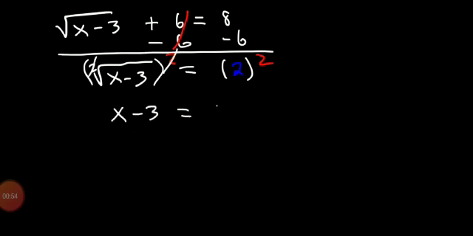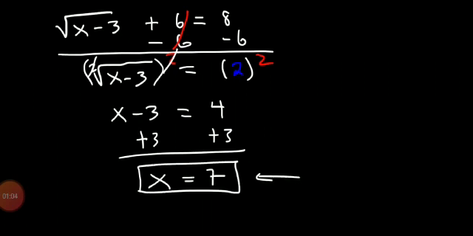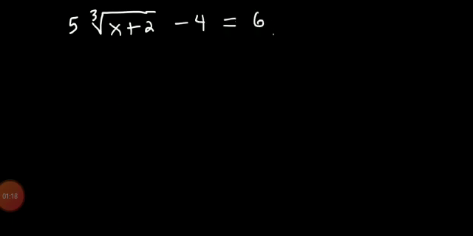Then the 3 we have to shift to the other side, and it will become positive. 4 plus 3 is equal to 7. This is the solution set for question number 1. First of all, we have to verify: we have to put the value of x in the original equation. If both sides are equal, then it is the solution set, and if both sides are not giving us the same result, then we have to write that this is an extraneous root.